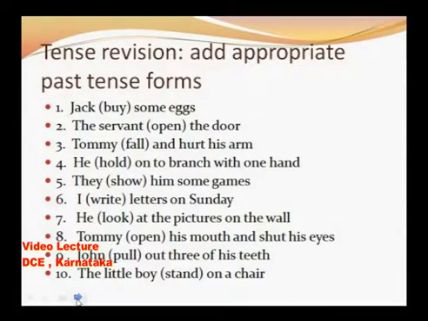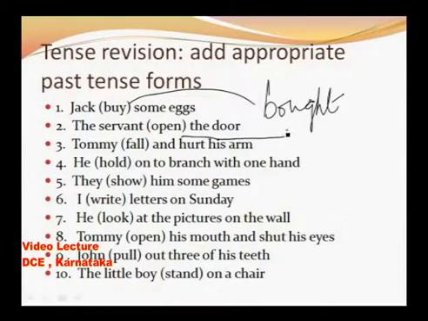Jack buys some eggs. You know pretty well the word buy is an irregular verb. So, what is the past tense form? You are right, bought. This is an irregular verb. The servant opened the door. Now here you can add a suffix. The servant opened the door.